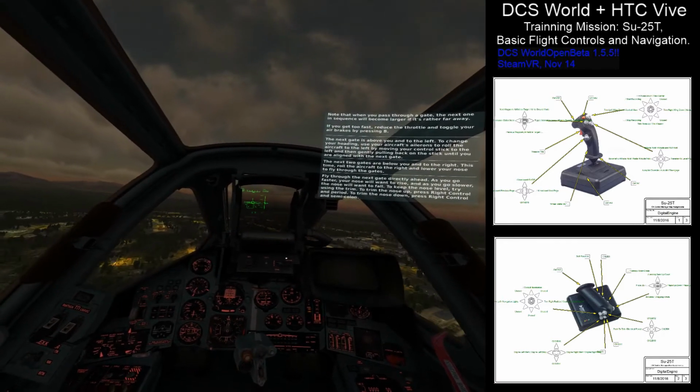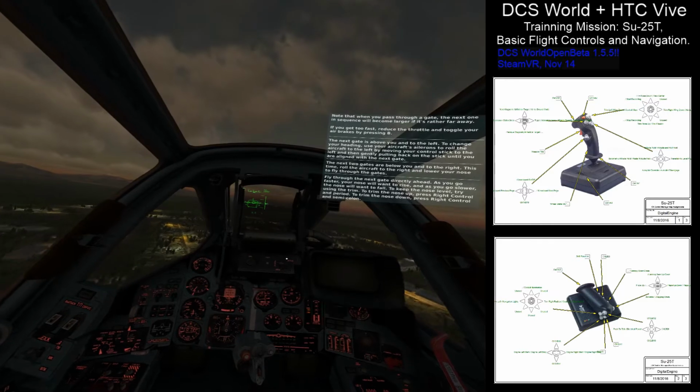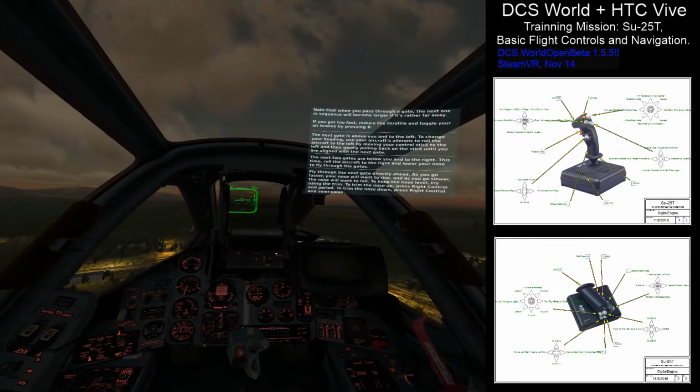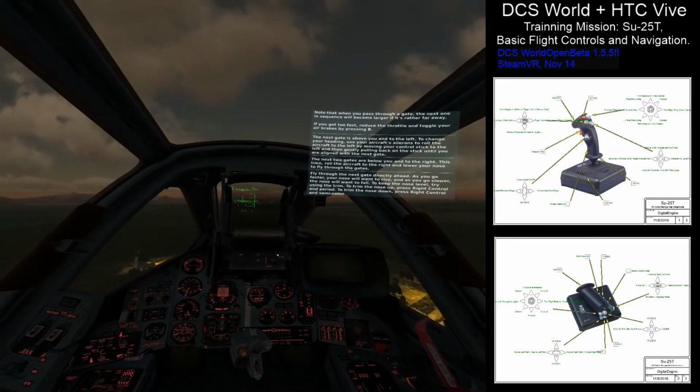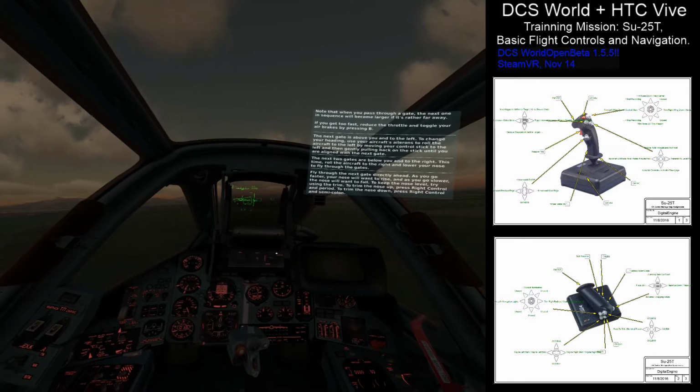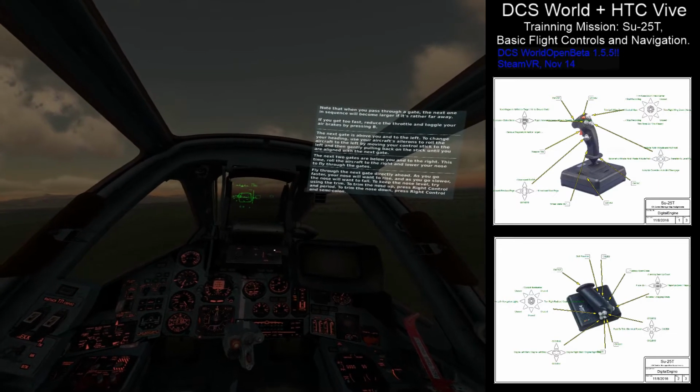Fly through the next gate directly ahead. As you go faster, your nose will want to rise, and as you go slower, the nose will want to fall. To keep your nose level, try using the trim. To trim the nose up, press Right Control and period. To trim the nose down, press Right Control and semicolon.